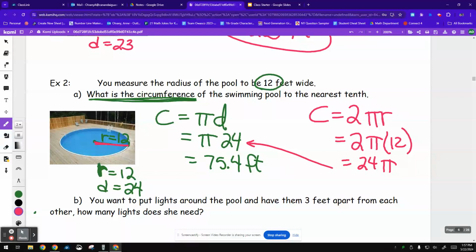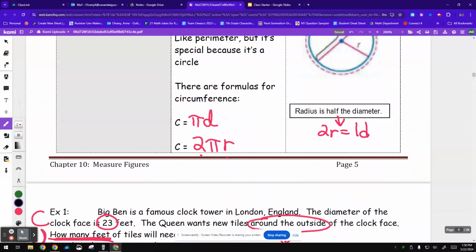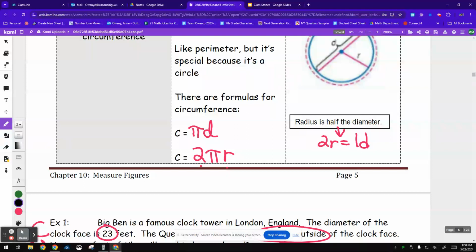If a radius is 12, which we were given, remember a diameter is 2 radius together. And that's why I got 24. Radius and diameter. Remember up here I wrote 2 radius equal 1 diameter. So if I know one of them is 12, 2 of them is 24.